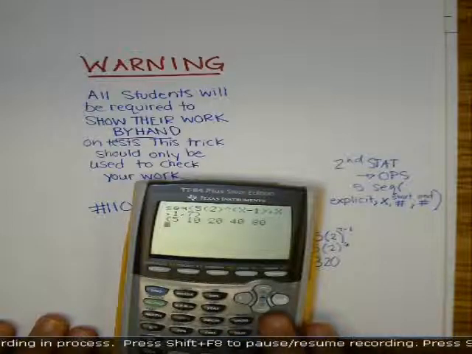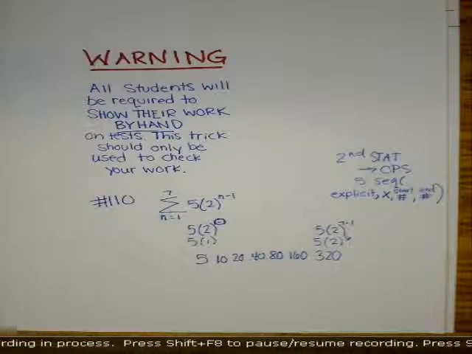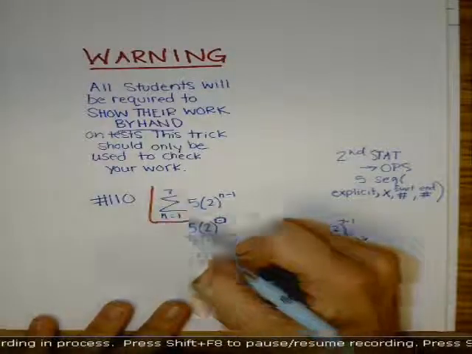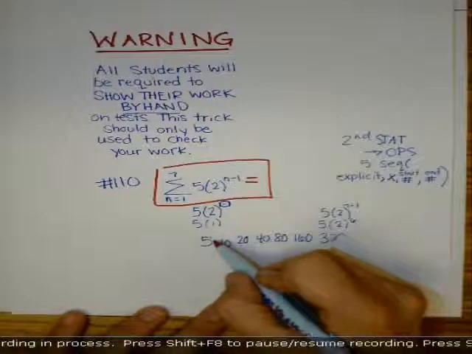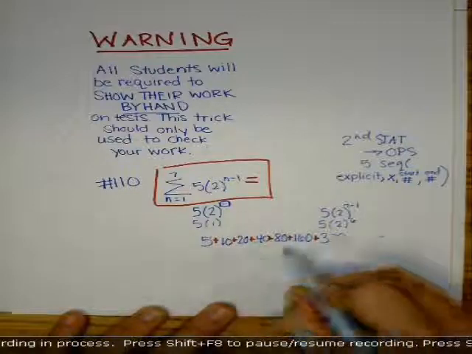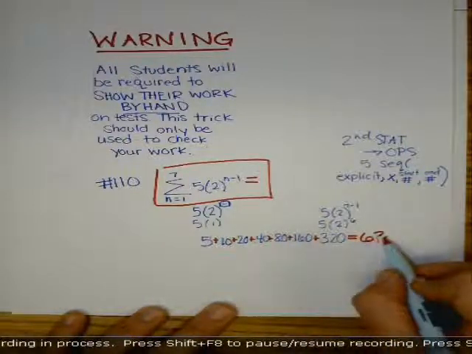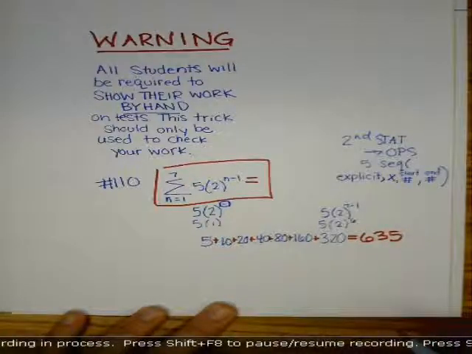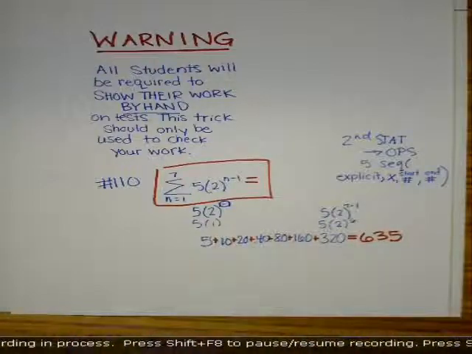The next trick is that if you're actually asked to find the summation, so what is this equal to? Well, yesterday we learned that's the same as adding up all of these numbers. If I were to plug those in my calculator and add them up, I would get 635. So the longhand way to do this is come up with all 7 terms and add them together.